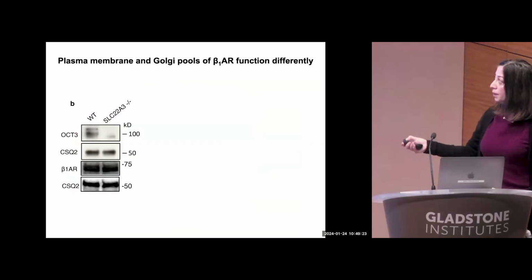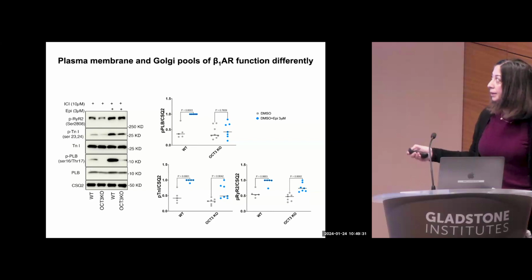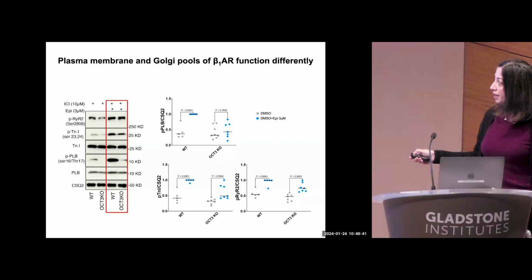So what we did, we took these OCT3 knockout mice and stimulated them with epinephrine and checked the phosphorylation pattern of these three downstream effectors: ryanodine receptor, troponin I, and phospholamban. What we found is that while ryanodine receptor and troponin I phosphorylation are not affected, phosphorylation of phospholamban is substantially inhibited in OCT3 knockout mice.